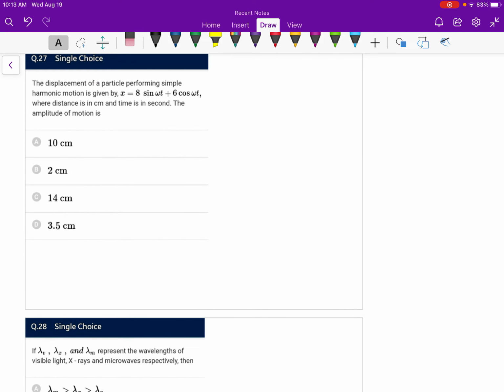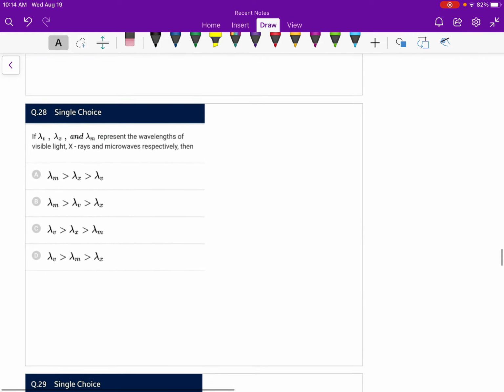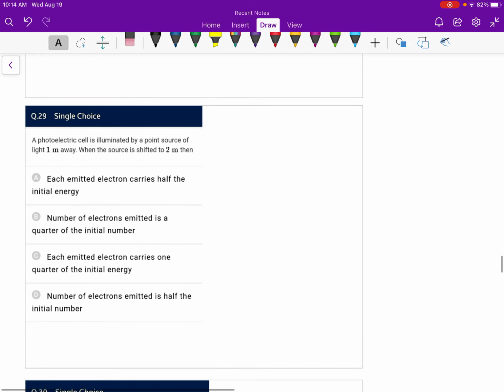Displacement is given by this, the amplitude of motion. So the amplitude is under root of 8 square plus 6 square, which is 10 centimeter. So A is the correct option. If lambda of microwaves is greater than lambda of visible light, which is greater than lambda of X-rays, X-rays have maximum energy and minimum wavelength.